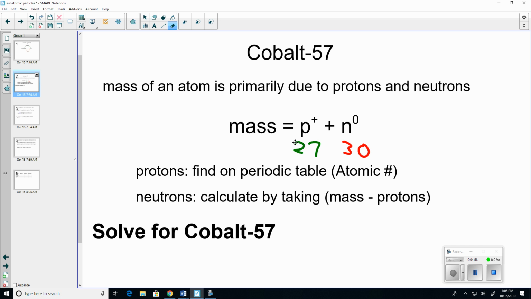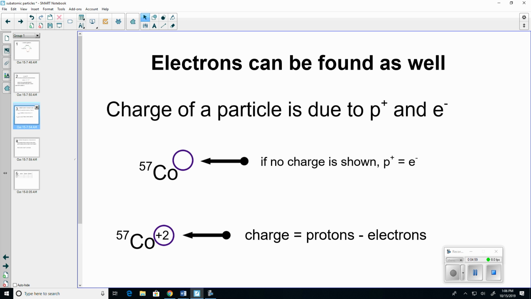All right, so we can find electrons as well. And electrons, as I state in this first sentence down here, the charge of the particle is due to the protons and the electrons. I'm showing you two examples here. Notice where the purple circle is on both examples. If something has a charge, we would write it where that purple circle is. So in this bottom example, this cobalt has a +2 charge. This upper example, there is no charge, so we just leave it blank.